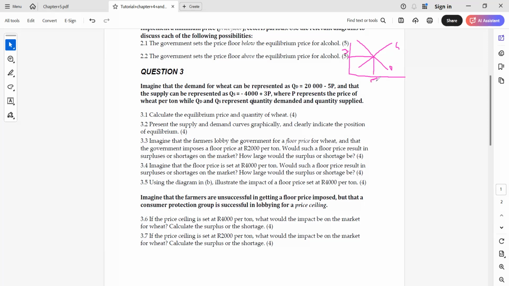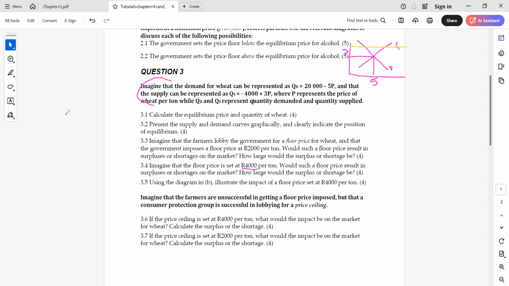We're continuing with the same, because it's still the same question. So we're using the figures that we got from here. So they're saying now that the price floor is set at 4,000. Remember, the price floor is set above the equilibrium price, right? So the price floor, it should be above. So it should be somewhere here.